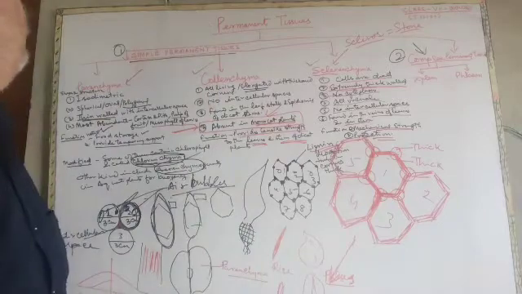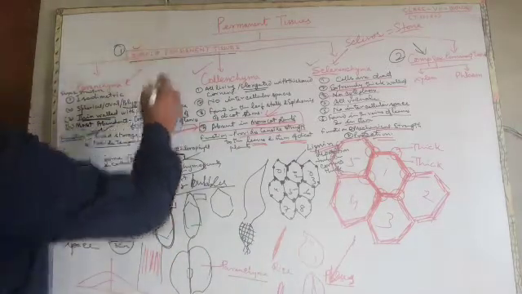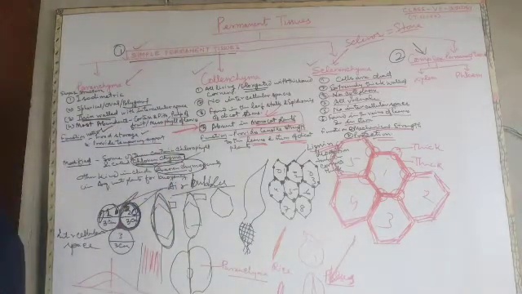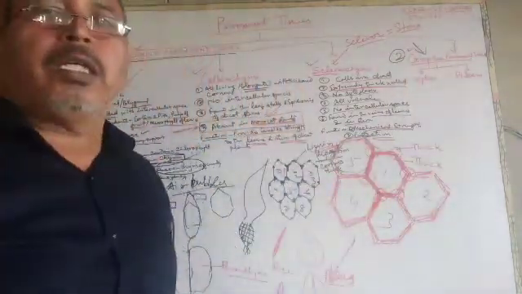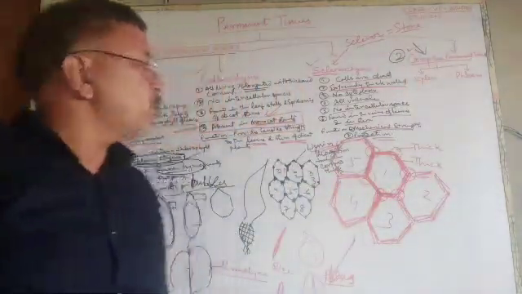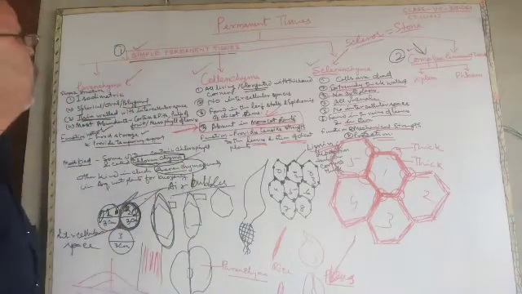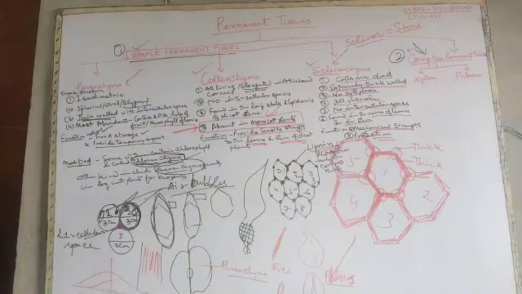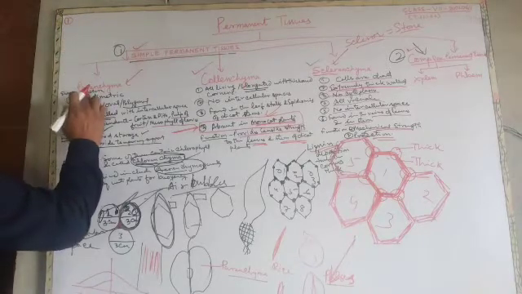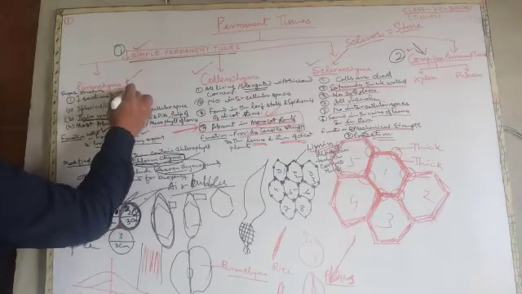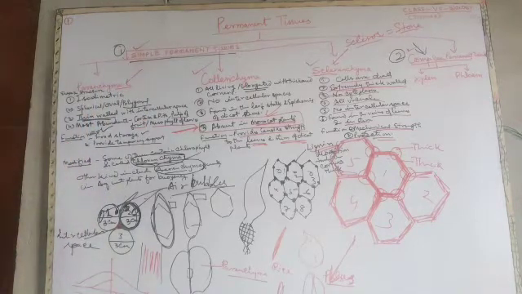So this is all about the simple permanent tissues, and the next video will be talking about the complex permanent tissues, right? That is xylem and phloem. So here you have the questions for homework. The first question you have to do as homework: What is a parenchyma tissue? So what will be your answer?